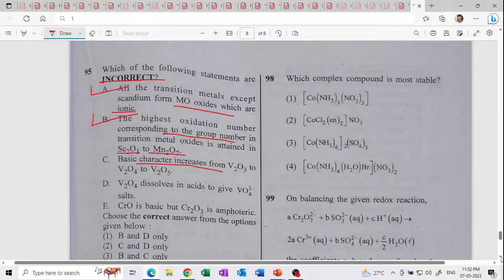Basic character increases from the... yes, basic character actually decreases, because oxidation state increases. Oxidation state increases. Vanadium, this is +2, +3, +4, so this is +5. Understood everyone? Basic character increases, this decreases, so this is wrong, this is not correct.